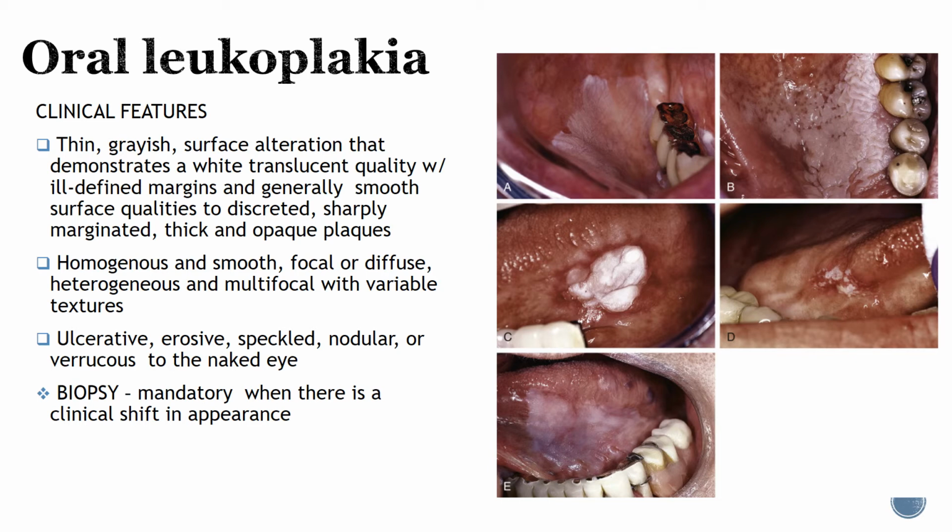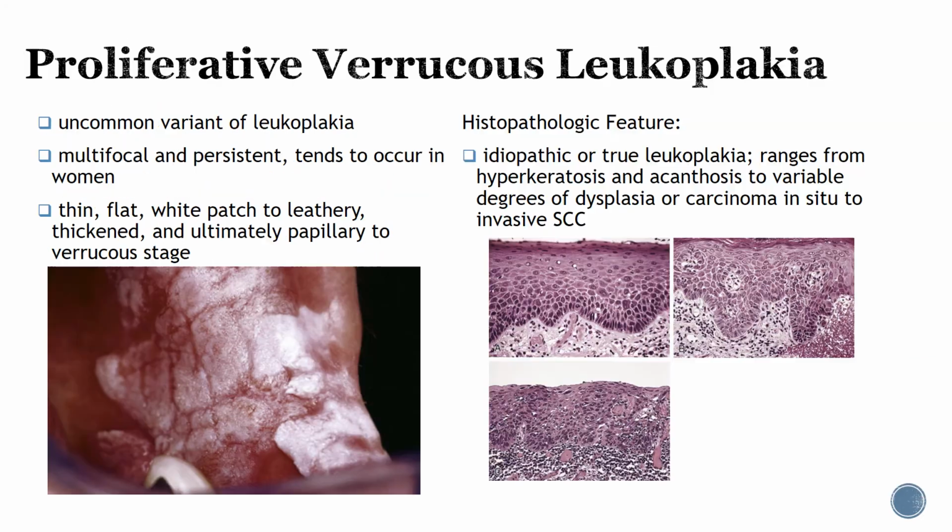In general, such lesions may be homogeneous and smooth, focal or diffuse, or heterogeneous or multifocal with variable textures. Leukoplakia can appear ulcerative, erosive, speckled, nodular, or verrucous to the naked eye. When a clinical shift in appearance occurs from homogeneous leukoplakia to a heterogeneous speckled or nodular form, a rebiopsy is mandatory because of the well-established correlation between increasing levels and frequency of dysplasia.